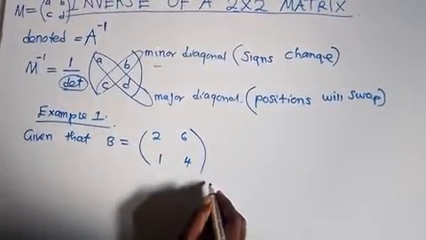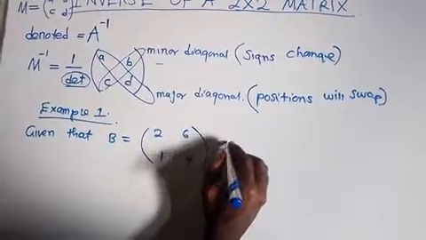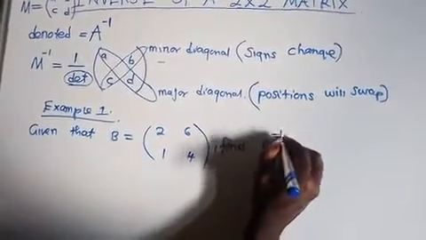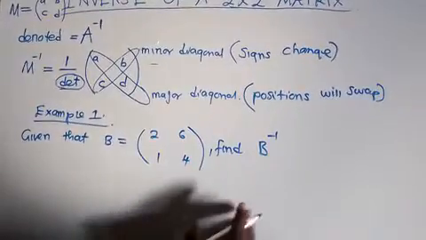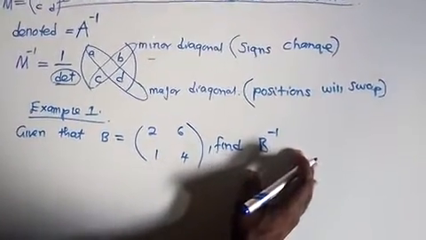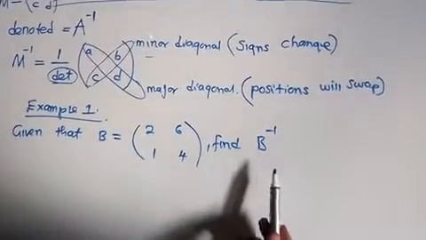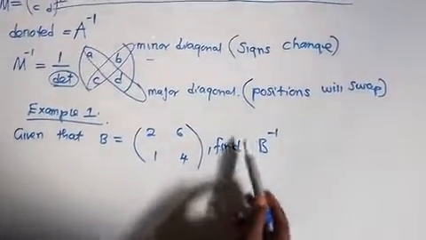B is equal to this. Then the question you are told is, find B to the power negative 1. So finding B to the power negative 1 means that you are finding the inverse of what?